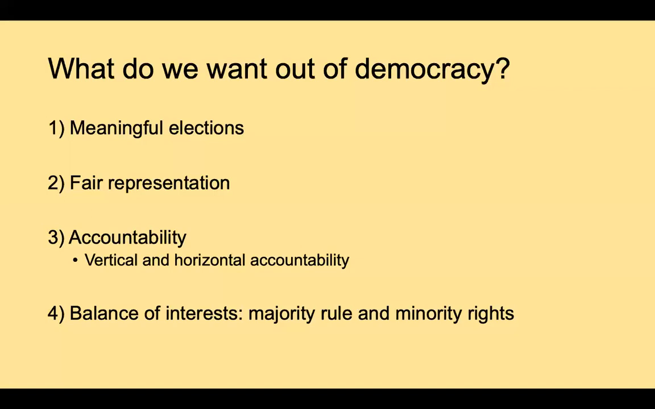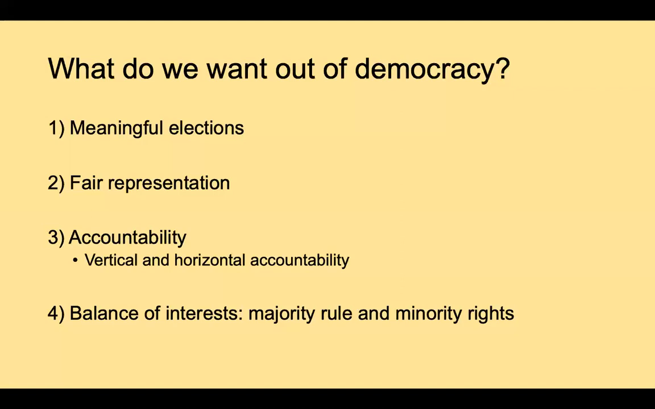And this connects to the second point, which is fair representation. We want a democratic system to represent us in a fair way and depict our preferences and our interests in a fair way. That is, we want majority rights, minority rights, but majority rule. We want a system that actually helps to channel our participation and connect us to government in a way that is fair and that is just.